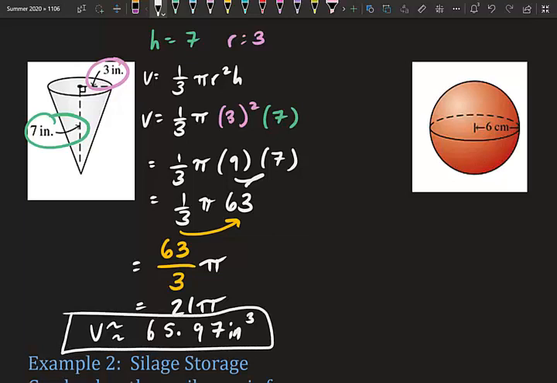If you have a TI-84, you could plug all of that into your calculator the exact way it looks, and you get the same answer. Alright, we found volume. Let's go ahead and find surface area. For your homework, you will have to do surface area for a cone, but for the test, absolutely not.